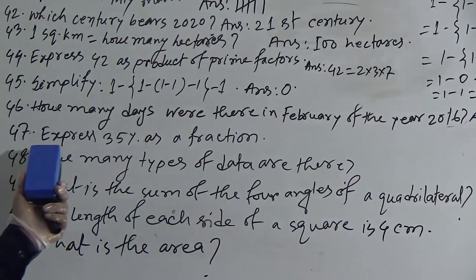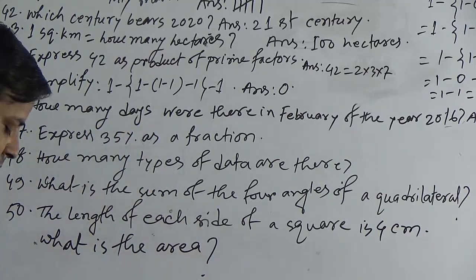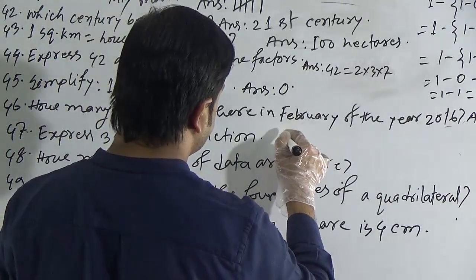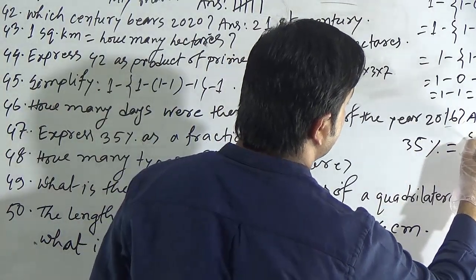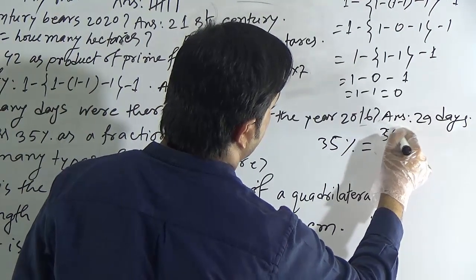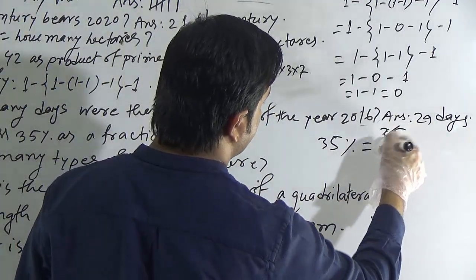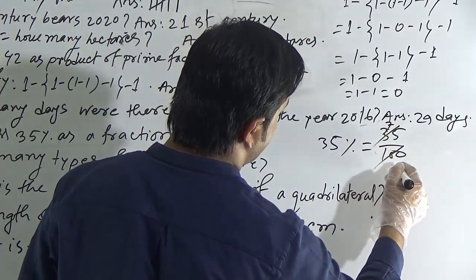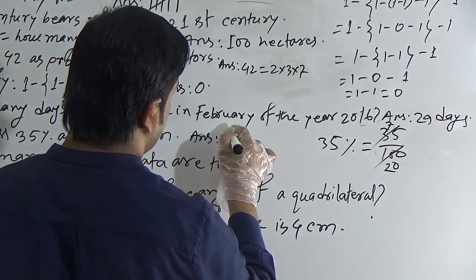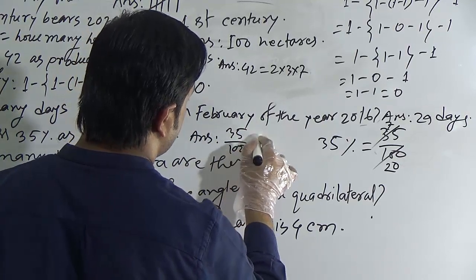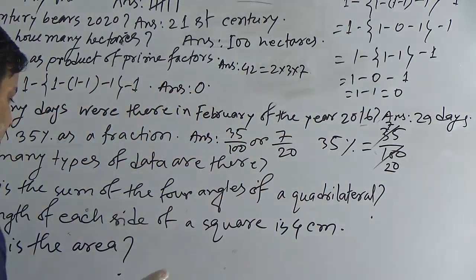Now the next question, express 35% as a fraction. So we can write here 35% means 35 by 100. As we have removed the percentage, we have to write 100 in the denominator. Now we can divide by 5. This will be 7 and this will be 20. So our required fraction is 35 by 100, or 7 by 20. If we simplify this fraction, we will get 7 by 20.